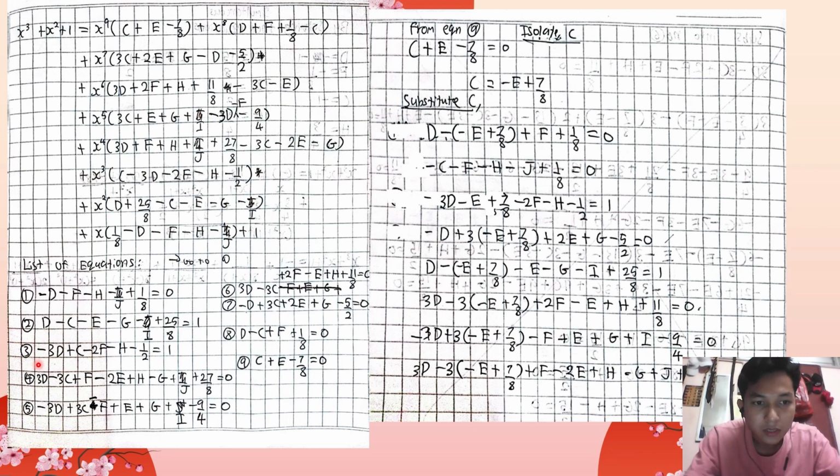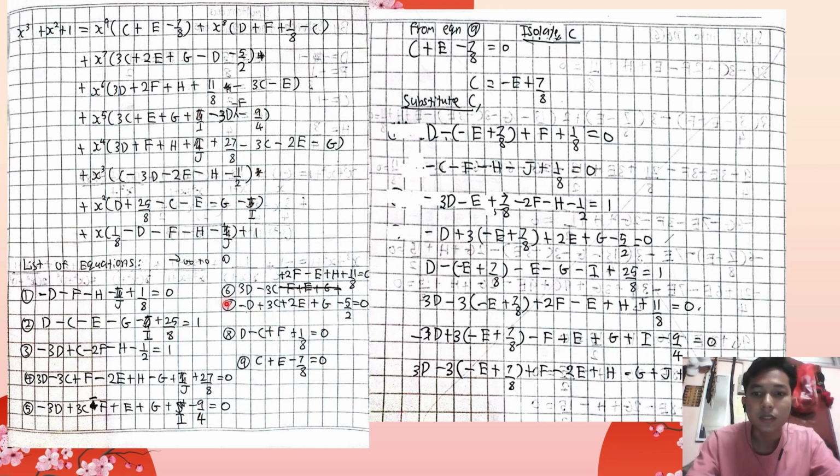Then equation number 3, we get negative 3d plus c minus 2f minus h minus 1 over 2 equal to 1. And equation number 4, we got 3d minus 3c plus f minus 2e plus h minus g plus j plus 27 over 8 equal to 0. Then equation number 5, we get negative 3d plus 3c minus f plus e plus h plus i minus 9 over 4 equal to 0.